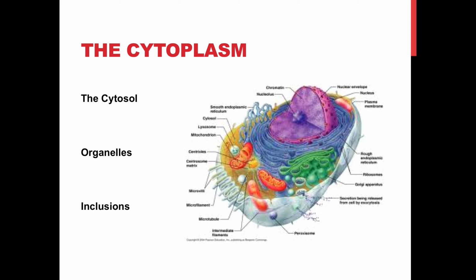And lastly, we have inclusions. And these are just stored pockets of some type of substance. If we're in liver cells, it might be glycogen. If we're in fat cells, it might be adipose droplets. Not all cells have inclusions, but quite a few do, and it's just another component of the cytoplasm if present.